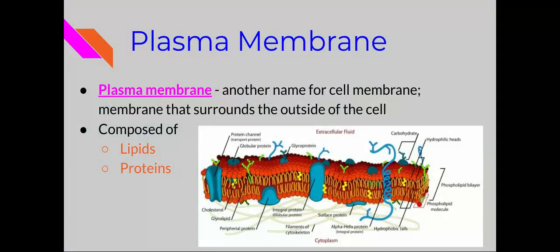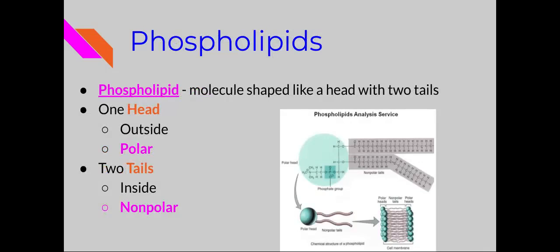Plasma membrane is another name for cell membrane, and it's the membrane that surrounds the outside of the cell. It's composed of two parts, lipids and proteins. The lipids that we have inside the plasma membrane are called phospholipids. Phospholipids are a molecule shaped like a head with two tails.